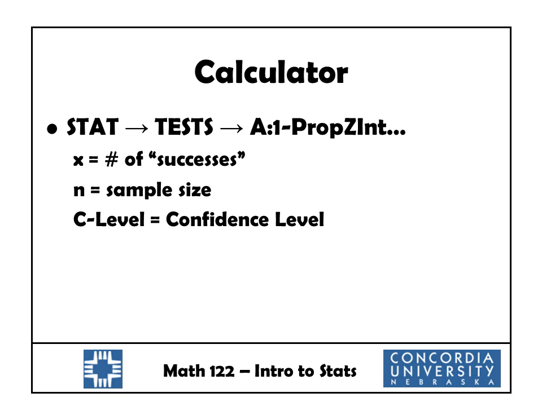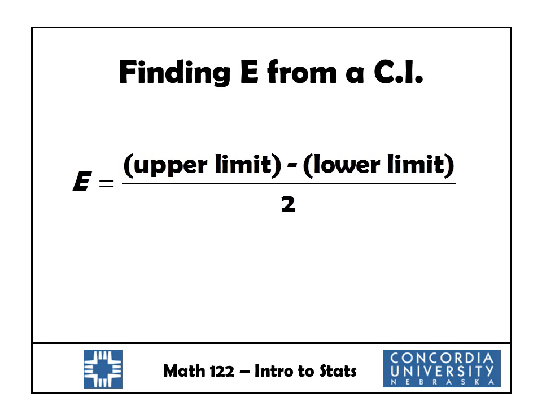Confidence intervals can be calculated on your calculator. You go to the Stat Test button and select option A for the 1 proportion z interval. x is the number of successes from the data, n is the sample size, and C level is the confidence level. The calculator will give you the confidence interval, but it won't explicitly give you the margin of error. To find the margin of error from a confidence interval, we can use this simple formula: take the upper limit minus the lower limit, divide by 2. That's based on the idea that the overall width of the interval is twice the margin of error.